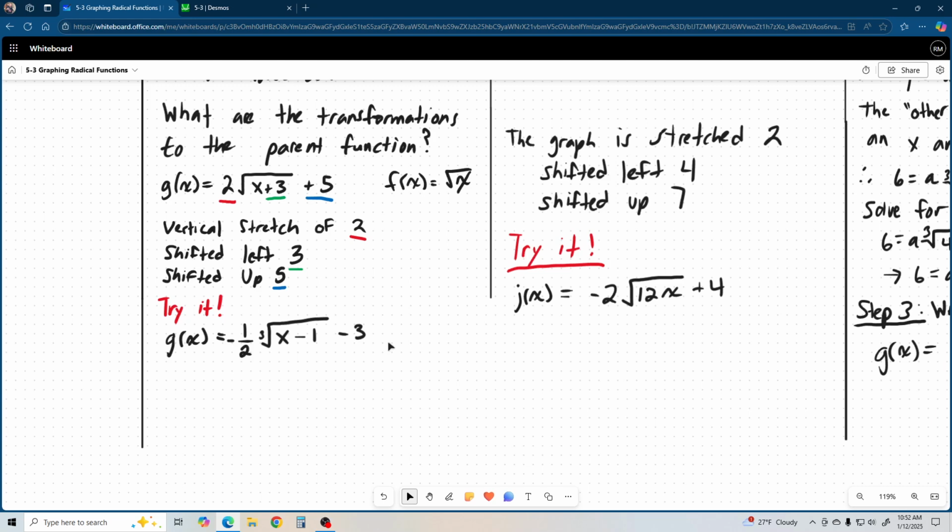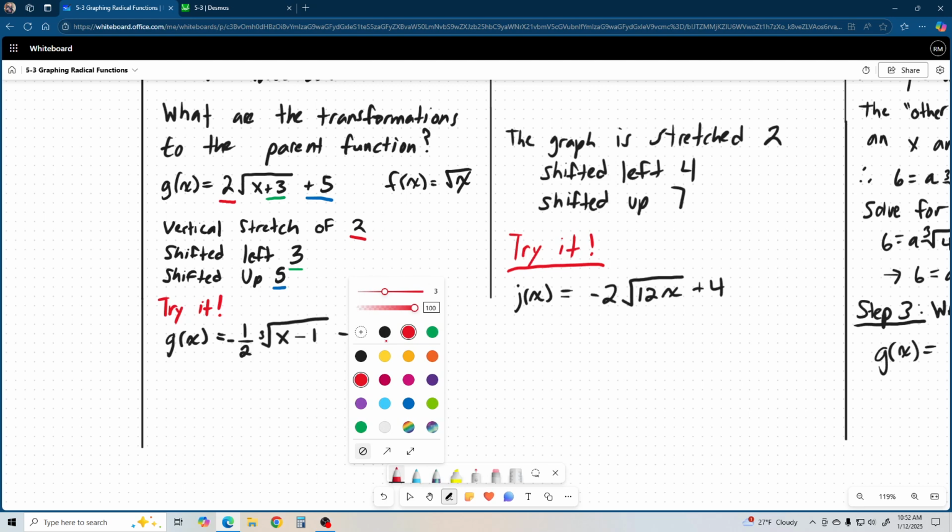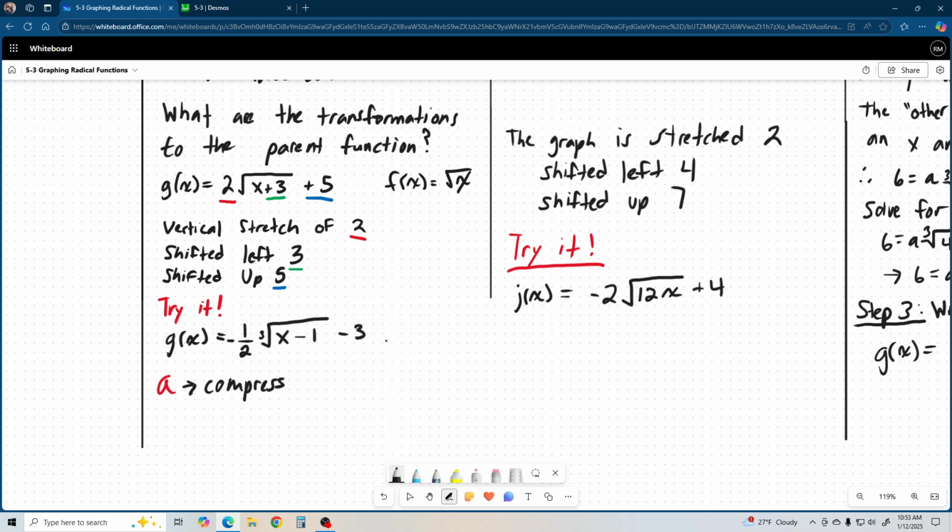All right, so let's go and give this a shot. So first of all, we're going to talk about our A value. So A is our vertical stretch. And in this case, it's actually not a vertical stretch, right? It's a vertical compression because this number is between 0 and 1. It's a fraction, right? So 1/2 is a compression by 1/2. In other words, it's going to get closer to the x-axis faster, right?